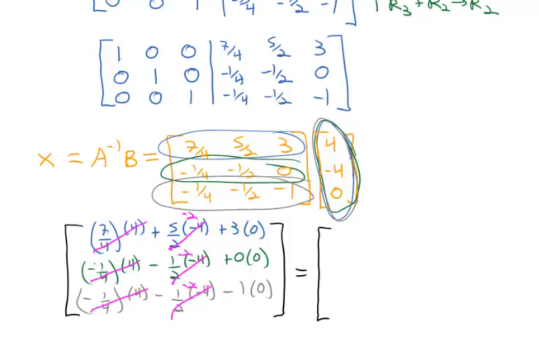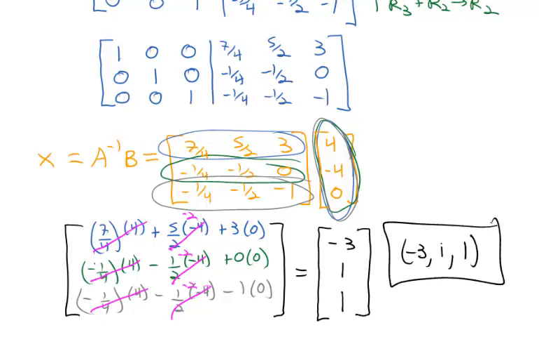So what we have is 7 minus 10 plus 0 is -3. -1 plus 2 is 1. And -1 plus 2 is 1. And so our solution for x, y, and z is x equals -3, y equals 1, and z equals 1.